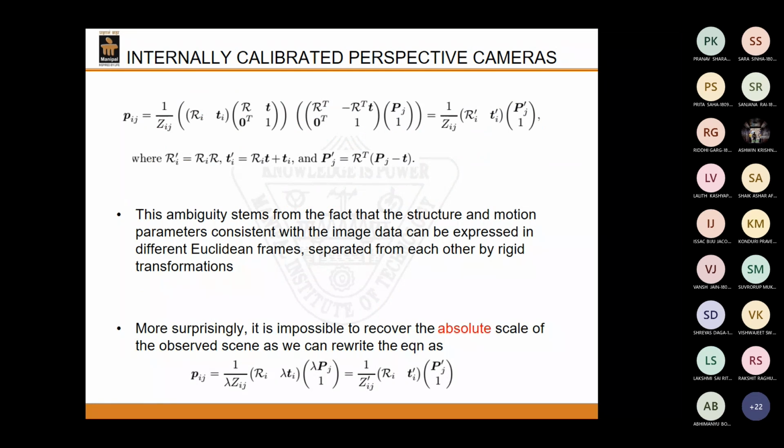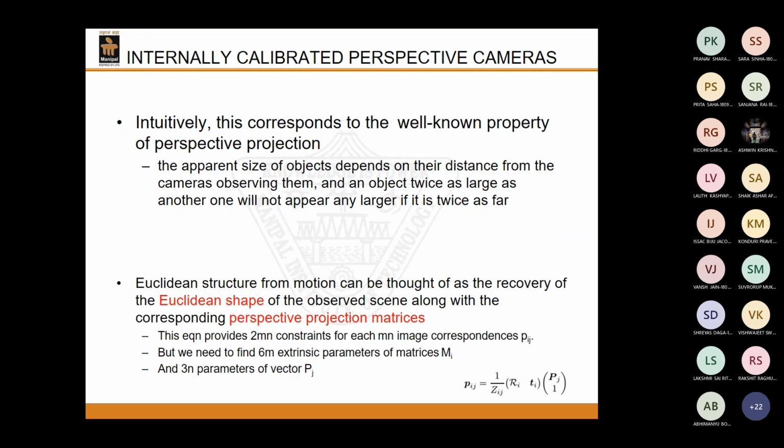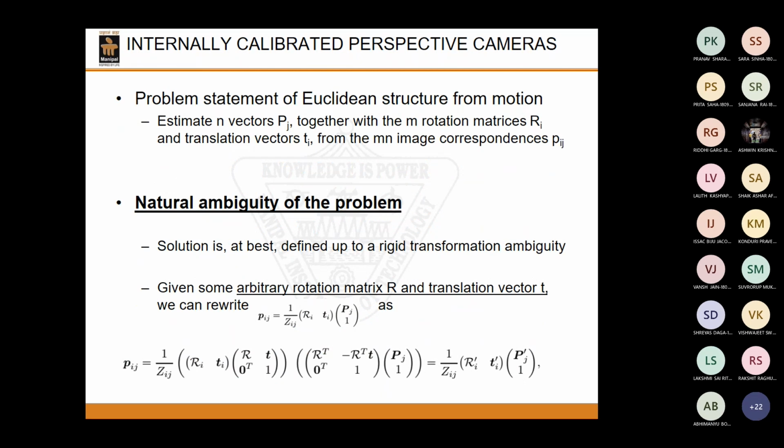Okay, I think we'll just stop over here, because we do have some more explanations. Next class we'll continue with the internally calibrated perspective camera.